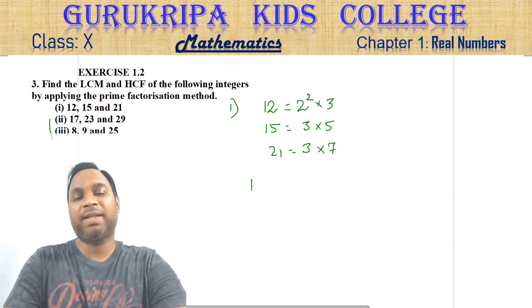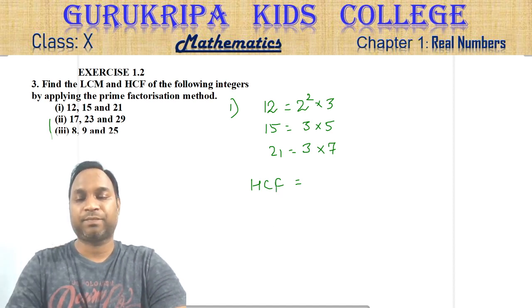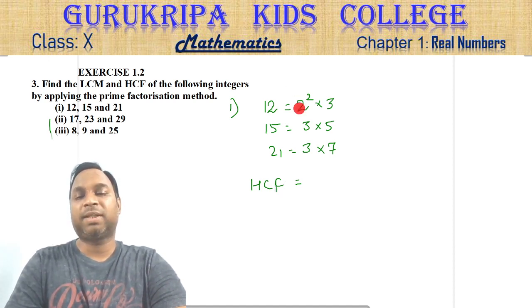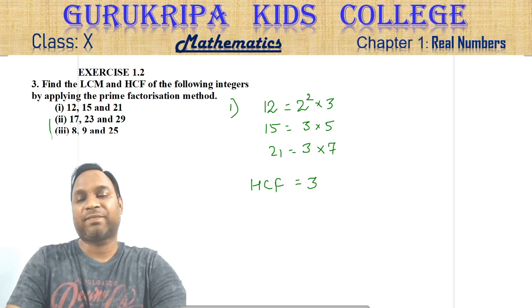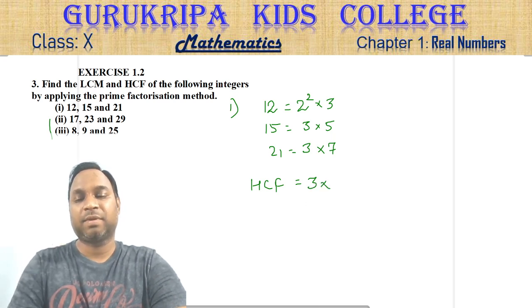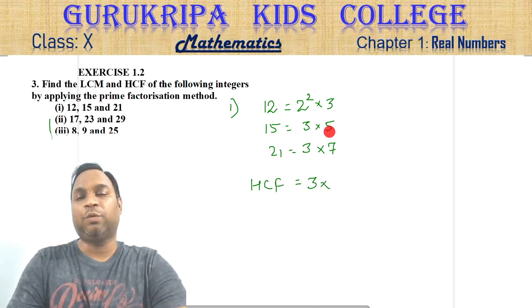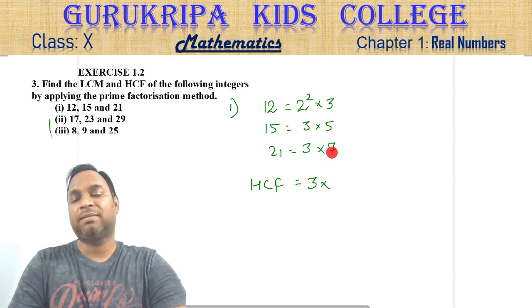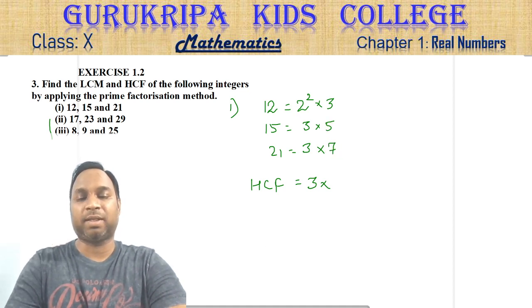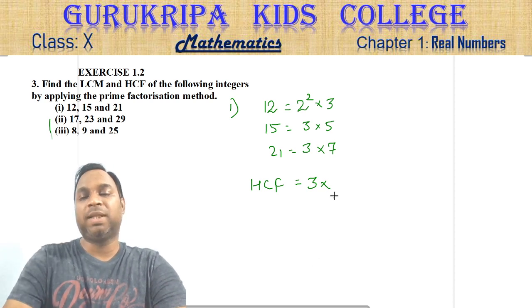Now, HCF will be the numbers which are common in all the 3. What are the numbers common in all the 3? Is 2 common in all the 3? No, 2 does not appear over here, 2 does not appear over here. Is 3 common? Yes, 3 is here, 3 is here, 3 is here. So HCF will have 3. Will the HCF have 5? No, 5 is coming only in one number. 7? No, 7 is also coming in only one number. So HCF is only 3. HCF is equal to 3.